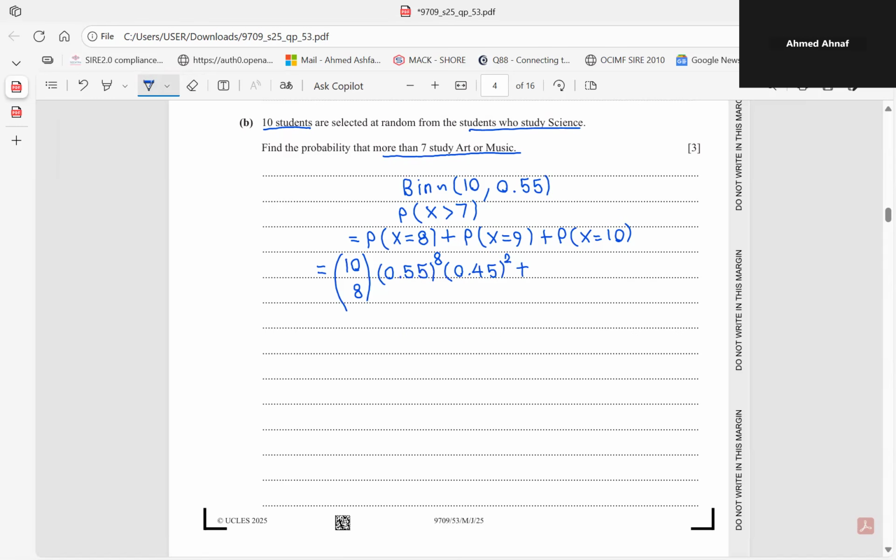And then for X equals 9, same procedure: 10 choose 9 times 0.55 to the power of 9. And since this is 9, the next power should obviously be raised to the power 1. And then finally, 10 choose 10 is just 1. And this is 0.55 to the power of 10. So the next one, 0.45, should be raised to the power of 0, which will give you 1. So you can just leave it like this. Okay? And now just type all this into your calculator.